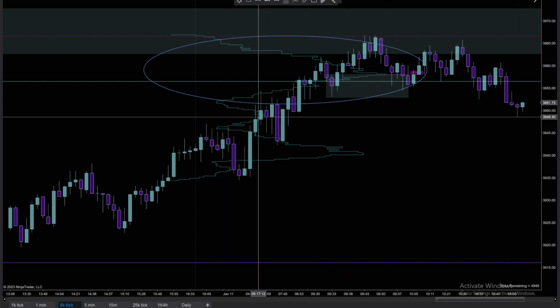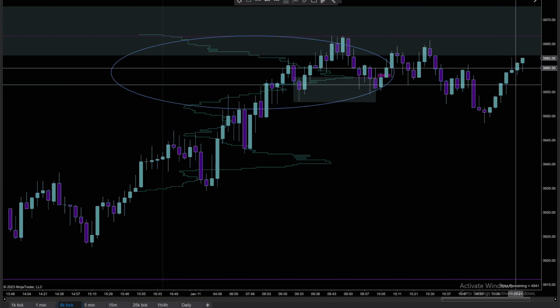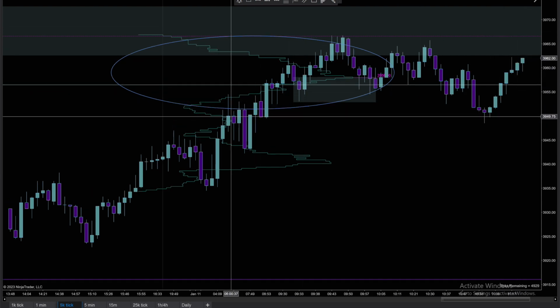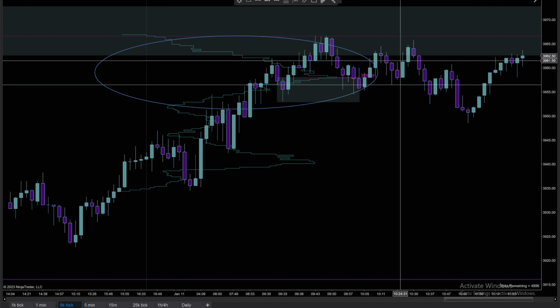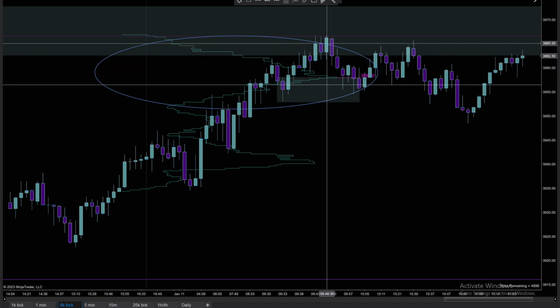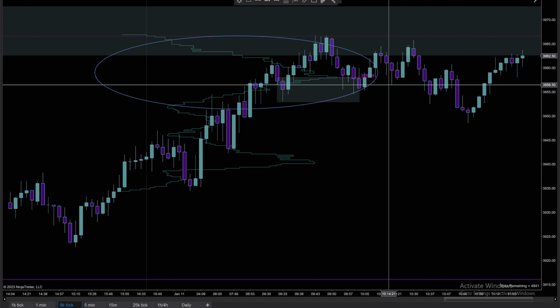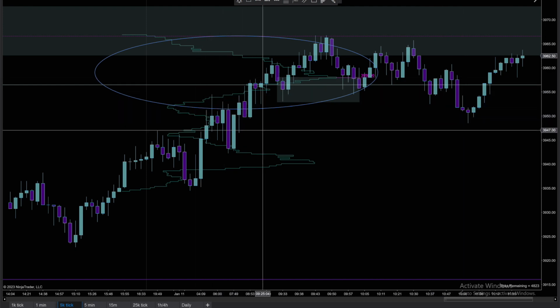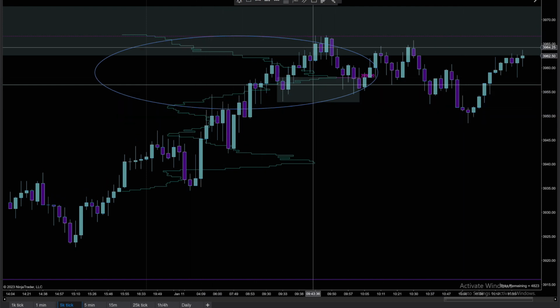Now we test some previous volume, and then we shot up. Okay, we tested this last volume node back here, and then we shot up. So in reality, I should have avoided all of this, and looked at this area of demand right here.